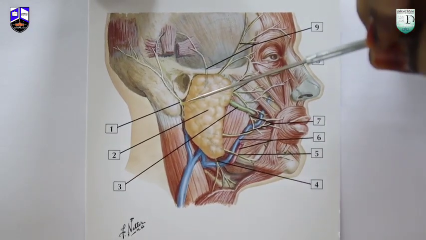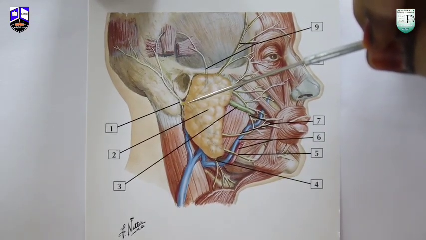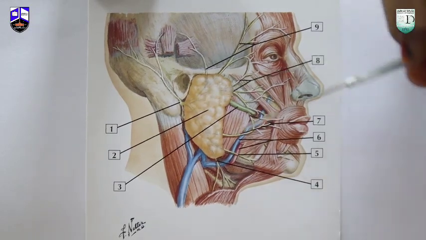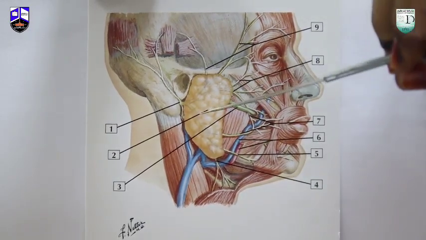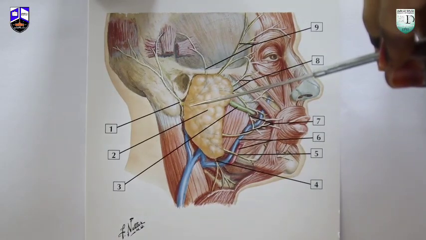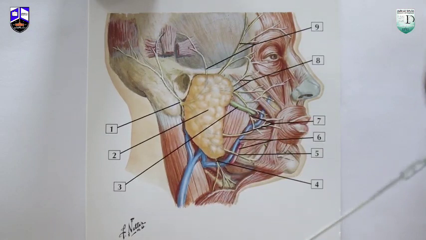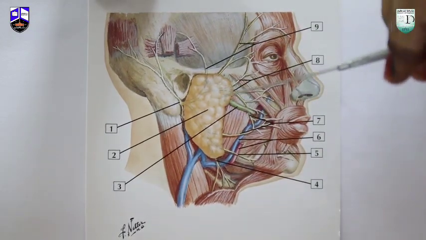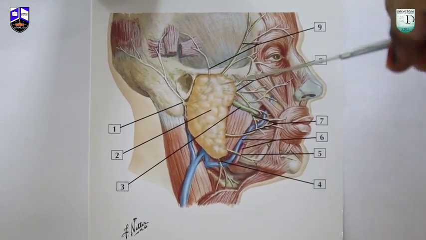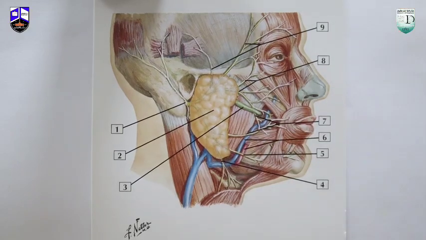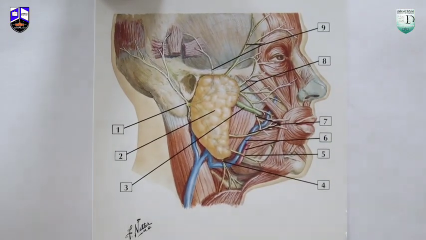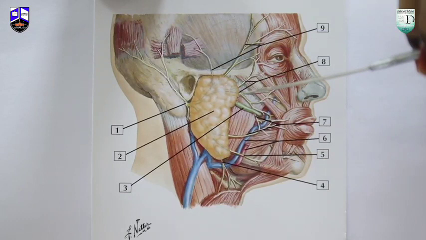There it divides into two trunks, or two divisions. These are known as the temporofacial and cervicofacial divisions within the gland. They divide, reunite, and then divide again, forming a plexiform arrangement, and then they give rise to five terminal branches into the face that are distributed as follows.